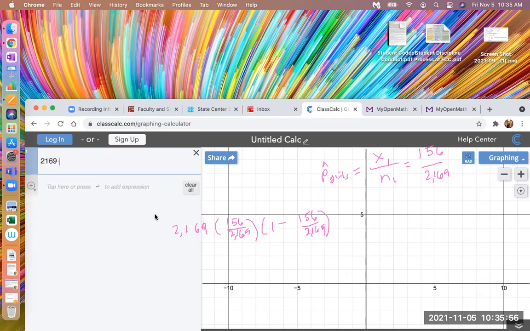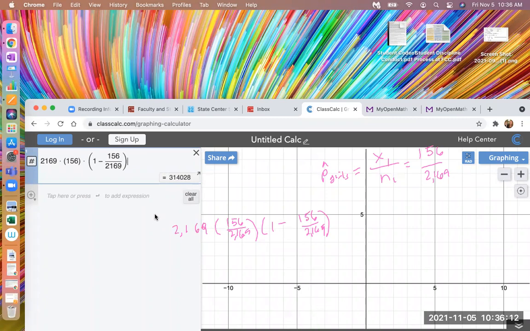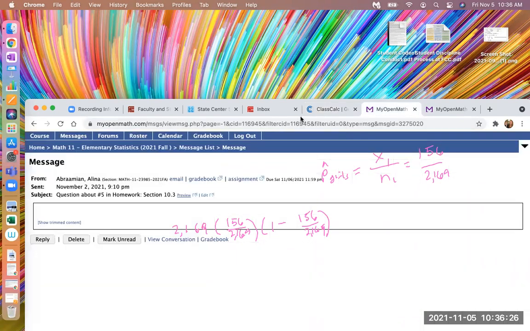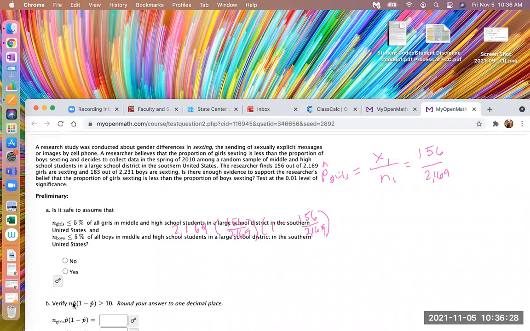2,169 times 156 times 1 minus 156 over 2,169, and enter it. Make sure you put the 1 minus in parentheses, because not all calculators will interpret that. But okay, that's a very large number. So that's definitely bigger than 10, right? Because this is asking, is n times p times 1 minus p greater than or equal to 10? And the answer there is yes.